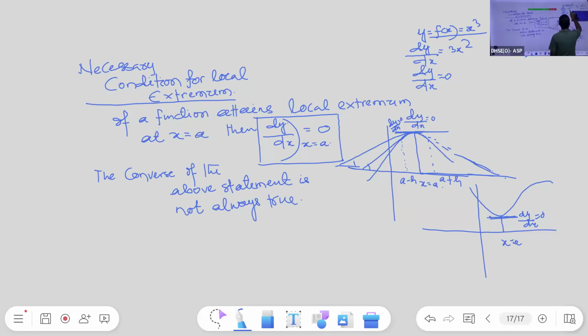What do you see? Since its first derivative 3x square is greater than 0, the function is strictly increasing. Since the function is strictly increasing, neither local maxima nor local minima will exist. Take a look at the graph of the function y is equal to f of x is equal to x cube. The point x is equal to 0 is neither a point of local maximum nor a point of local minimum.